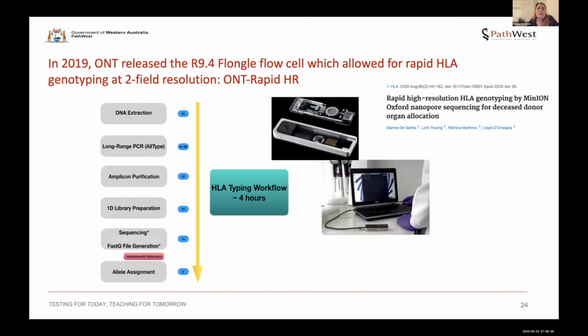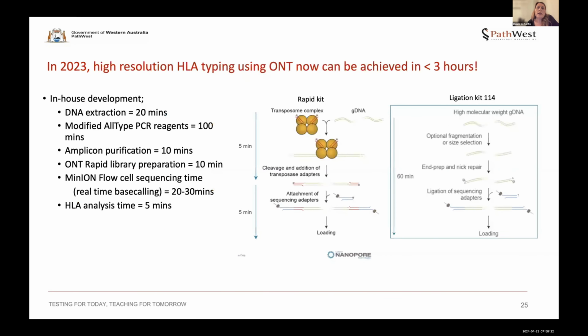And just quickly, this was the development of our two-field rapid high-resolution typing method for deceased donor allocation. In 2019, we started this development. In 2020, we published this data and implemented it for deceased donor typing. In 2023, we investigated improving the turnaround time of that assay by introducing the new Oxford Nanopore Rapid Library Preparation Kit. Essentially, DNA extraction remained the same, so 20 minutes for DNA extraction.